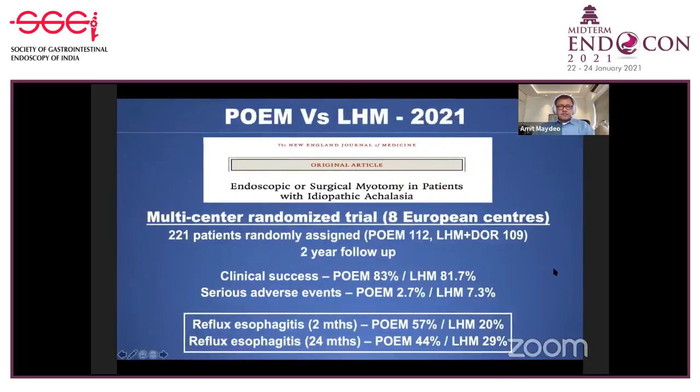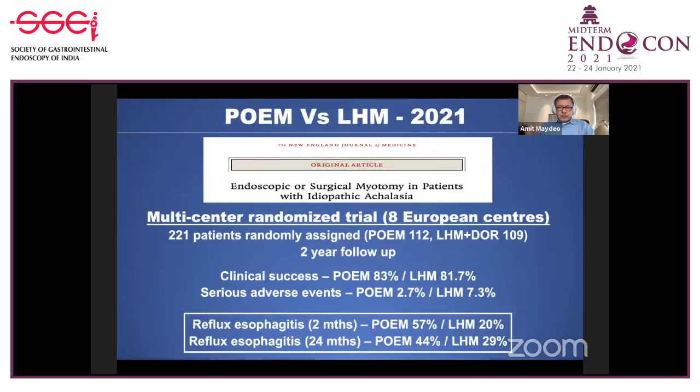In fact, you see here, what is the latest status of POEM as compared to a laparoscopic Heller's myotomy. This is the latest multi-center randomized trial, which was published from 8 European centers. And it clearly shows that clinical success of POEM is very well matching with a laparoscopic Heller's myotomy. All of us have to understand that we are actually comparing a procedure of POEM with a procedure which also includes a Dor fundoplication, which is a LHM. Now, with this, you see also that serious adverse events of POEM are much lesser than a lap Heller's myotomy with Dor.